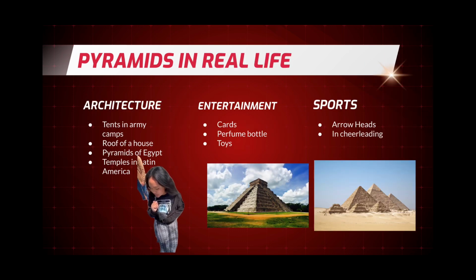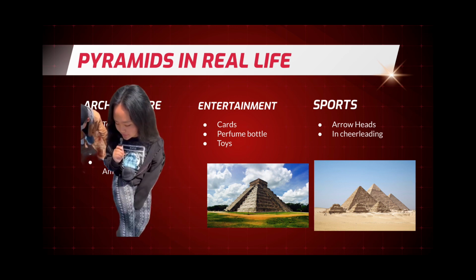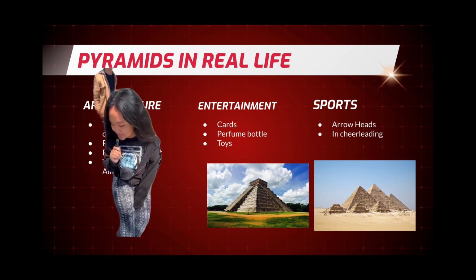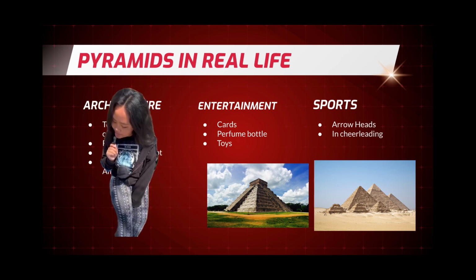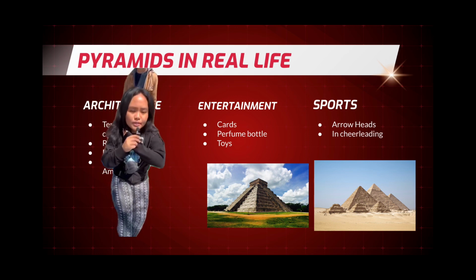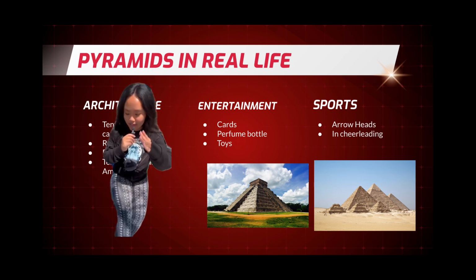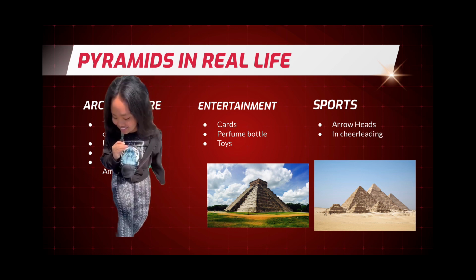In architecture, there are tents and army camps that are shaped as pyramids. The roof of a house is in the shape of a pyramid, and there are the pyramids of Egypt and the temples in Latin America, which are shaped as pyramids. Perfume bottles are in the shape of pyramids, and there are toys shaped like pyramids. In sports, there are arrowheads, and in cheerleading, sometimes teams line up so that it'll look like a pyramid.